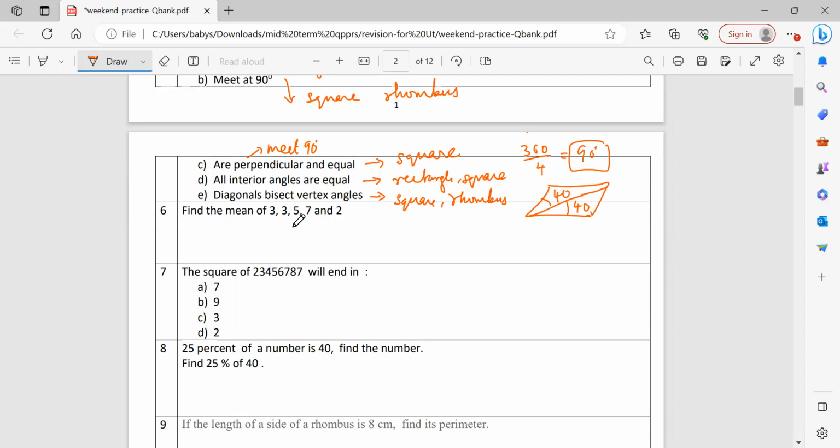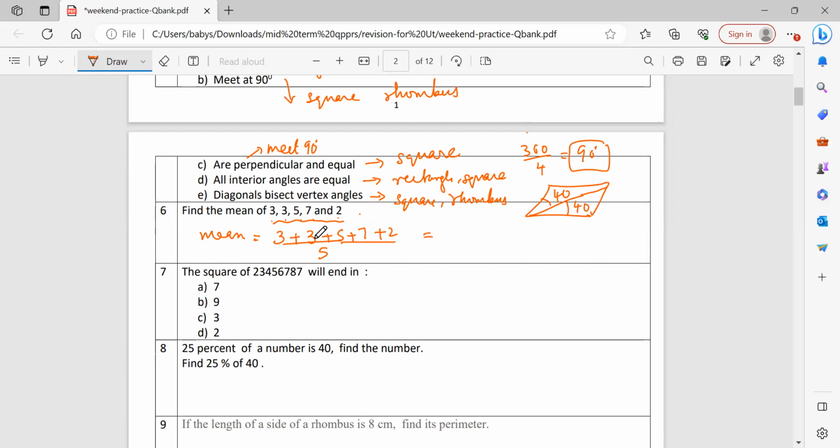Now find the mean of 3, 3, 5, 7 and 2. So mean is, in other words, the arithmetic average or arithmetic mean. You have to take the sum of observations divided by the number of observations. How many observations here? 1, 2, 3, 4, 5. So it is 5. And you have to take the sum 3 plus 3 plus 5 plus 7 plus 2. You have to sum up all the observations divided by the count of observations, that is 5 in this case. Let's total it up.